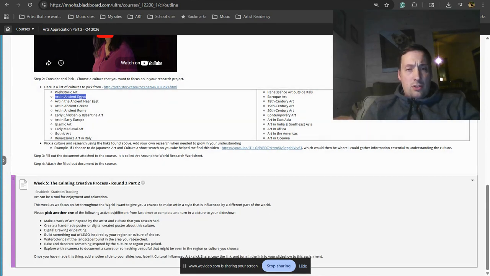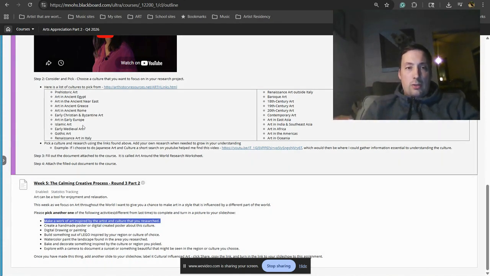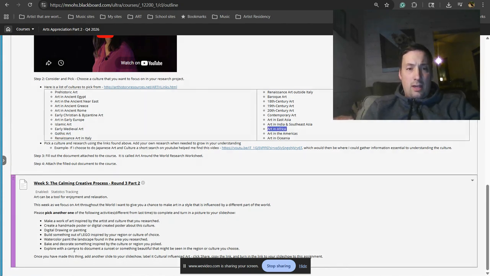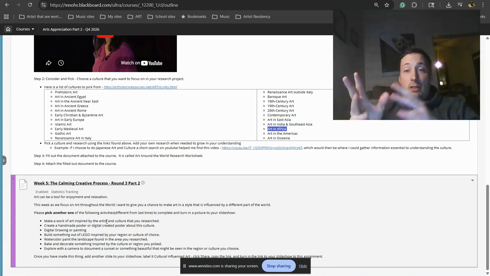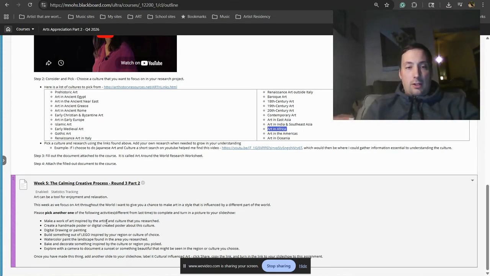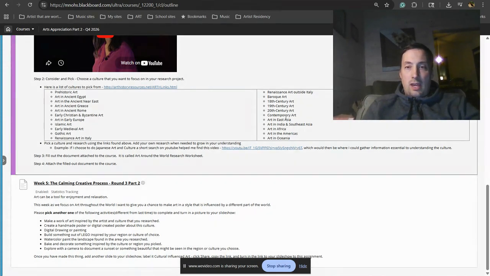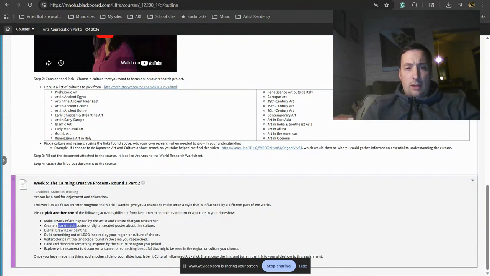And then the last one is just round 3 of this part of the class, which is to then make artwork maybe inspired by the culture that you chose. So let's say you chose this Gothic art or this art in Africa. Now, how could you make an artwork that was inspired in that style? All these different kinds of time periods have a very specific look to them. So, yeah, how could you make something that's related to that?